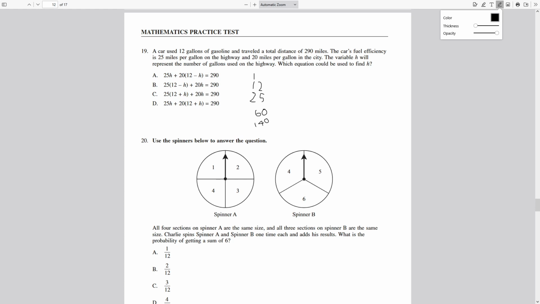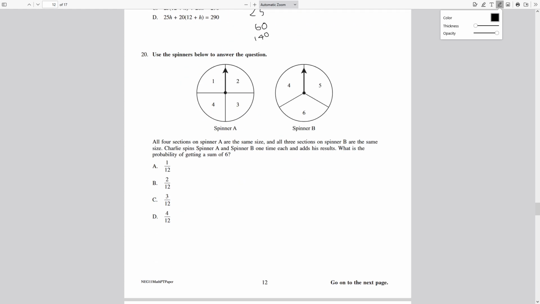Okay. It's this! The car used 12 gallons of gasoline, and we're trying to find what part of the 12 was used on the highway. And that was all on the highway, which is 0.5, so it is B. Okay. Use the spinners below to answer the question. Spinner A, spinner B. All 4 sections of spinner A are the same size, and all 3 sections of spinner B are the same size.